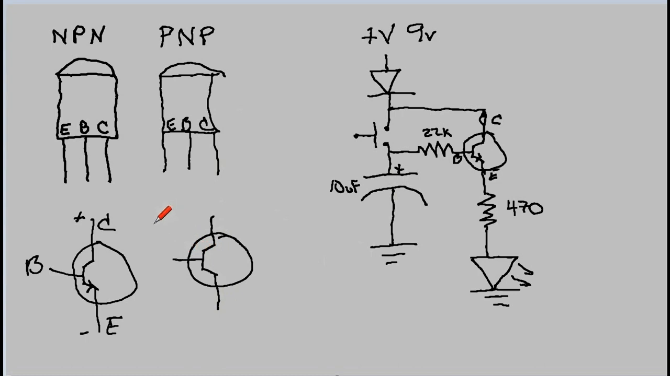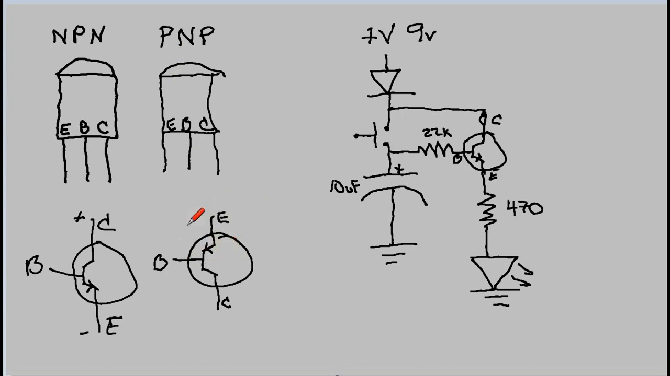And so we still have this as our base. This is still B for base. But the emitter and the collector have changed places. So this is E up here, and then this is C down here. So remember, the arrow is always on the side of the emitter. So the way you tell in the schematic is you see the arrow is on the side of the emitter. So I know, because of the way this is done, that this is a PNP.